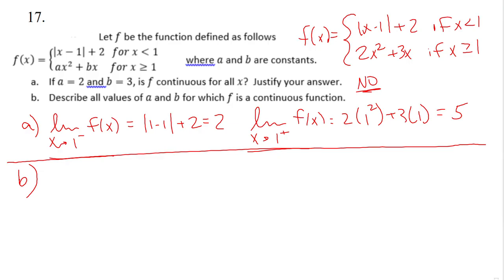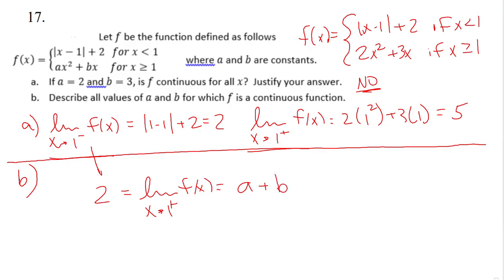And we're no longer using 2 for a and 3 for b. We have our limit as x approaches 1 from the left, right? This limit is just 2. So we need 2 to equal the limit as x approaches 1 from the right of f of x, which is now equal to just a plus b.